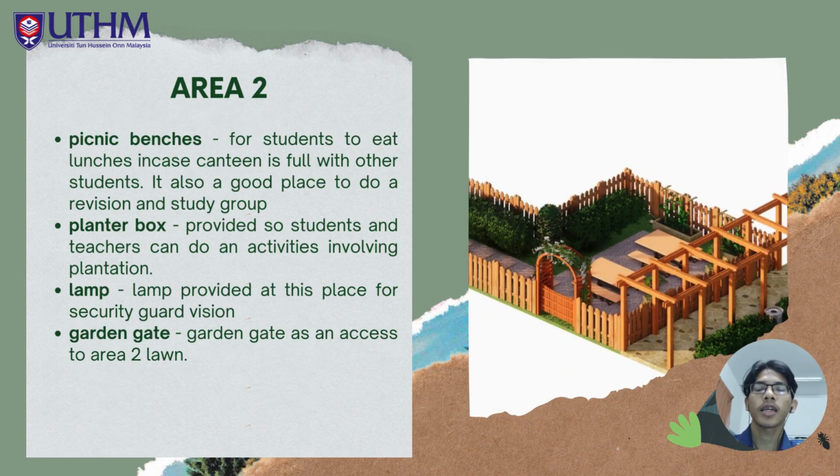Now we go to the second area. In this area, there are picnic benches for students to eat lunch in case the canteen is full with other students. It's also a good place to do revision and study groups. Planter boxes are provided so students and teachers can do activities involving plantation. There is a lamp provided at this place for the security guard's vision at night time. There are 2 garden gates as access to this area's lawn.